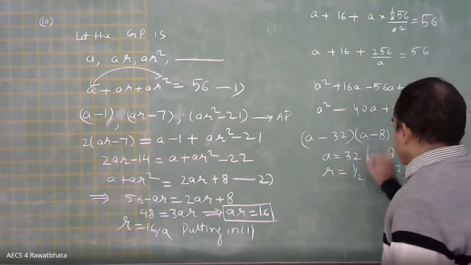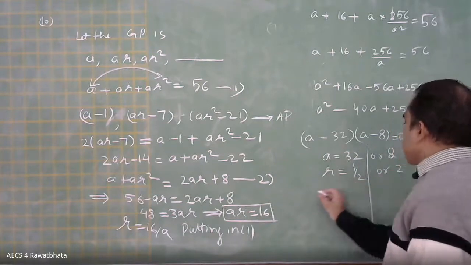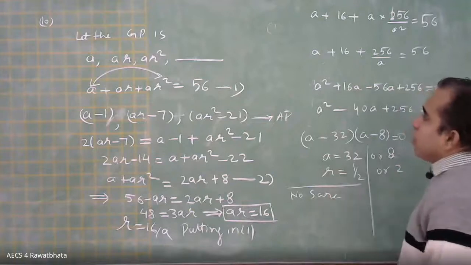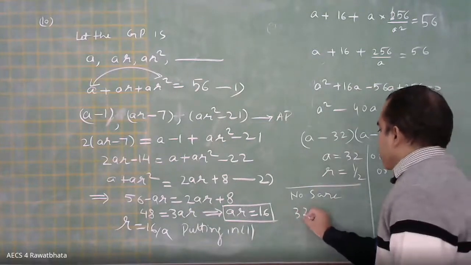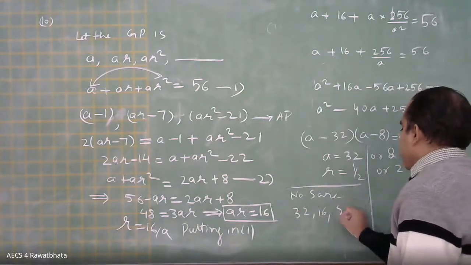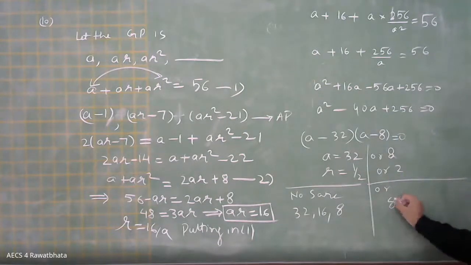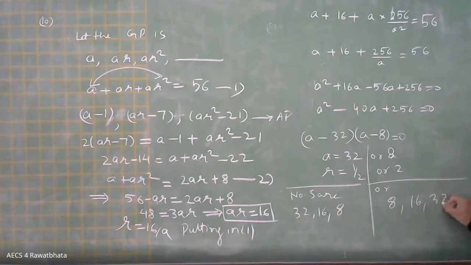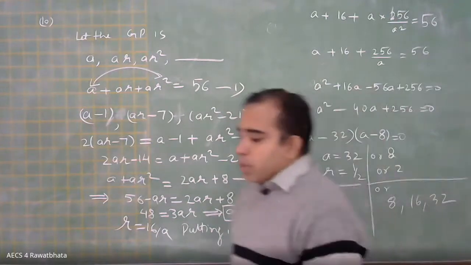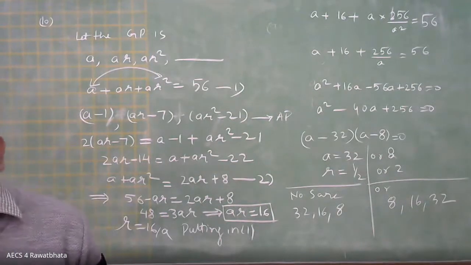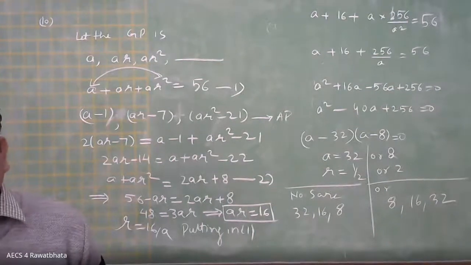Then if the first case is there, the numbers are 32, 16, 8, or the numbers are beginning from 8, then 16, then 32. Same numbers, but two sequences. So this is the answer. I hope it should be right. Students, you can check it. Simple it is, but keep doing, keep solving.